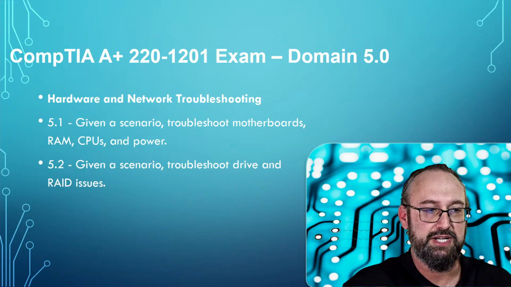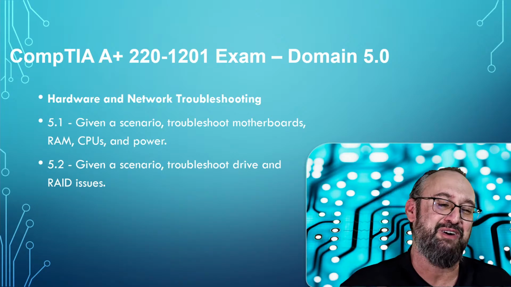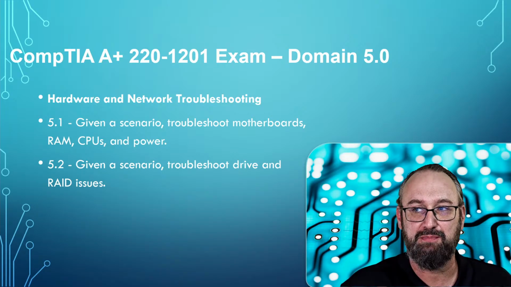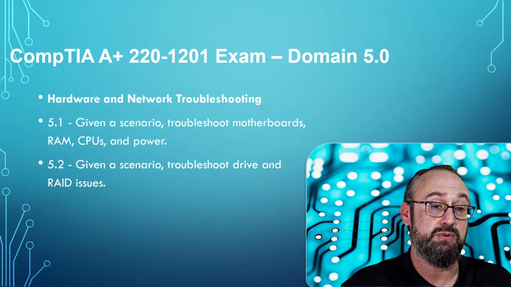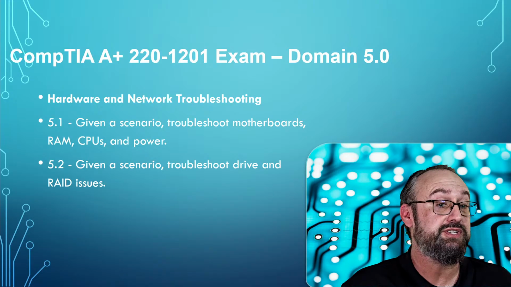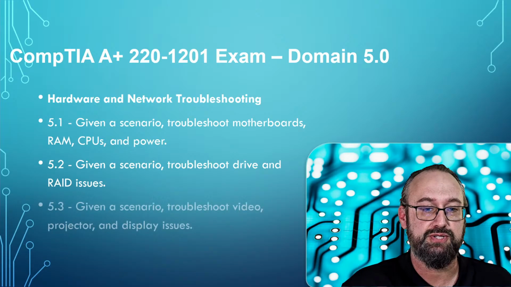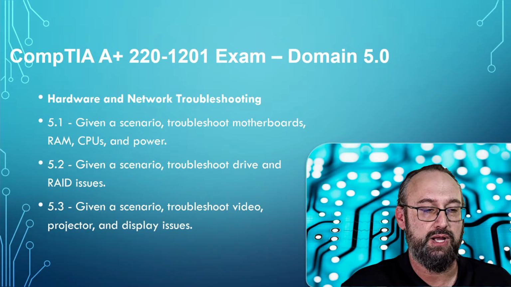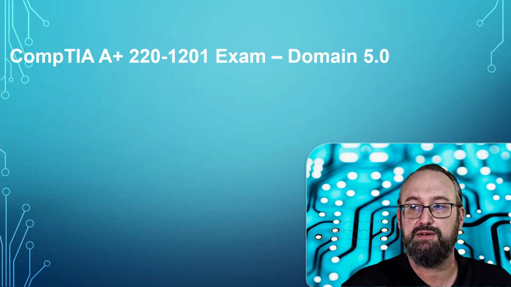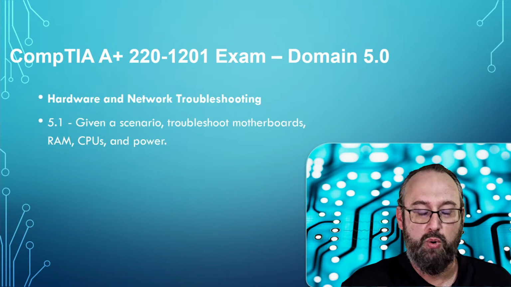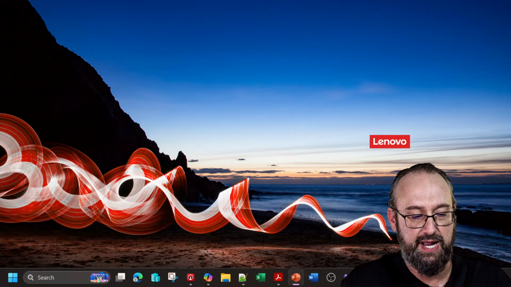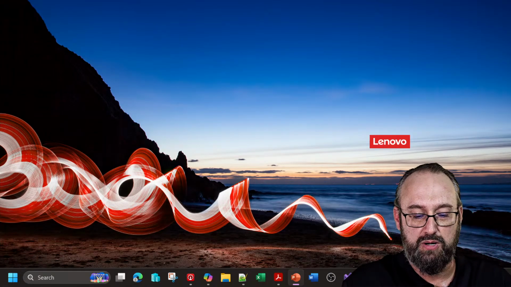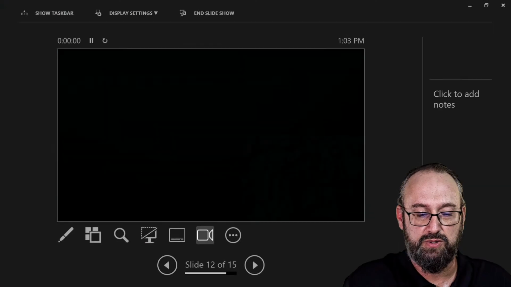5.1. That tells me the next slide might be wrong too, but we'll get them right. So the first one is definitely the motherboard, RAM, CPU, and power. When we look at the second one, 5.2, this is troubleshooting drive and RAID issues. And then 5.3 is your video, projector, and display issues. And then when we look at 5.4, again, looks like this one is wrong all the way down. So 5.4, we will look at that one and then we'll move forward.